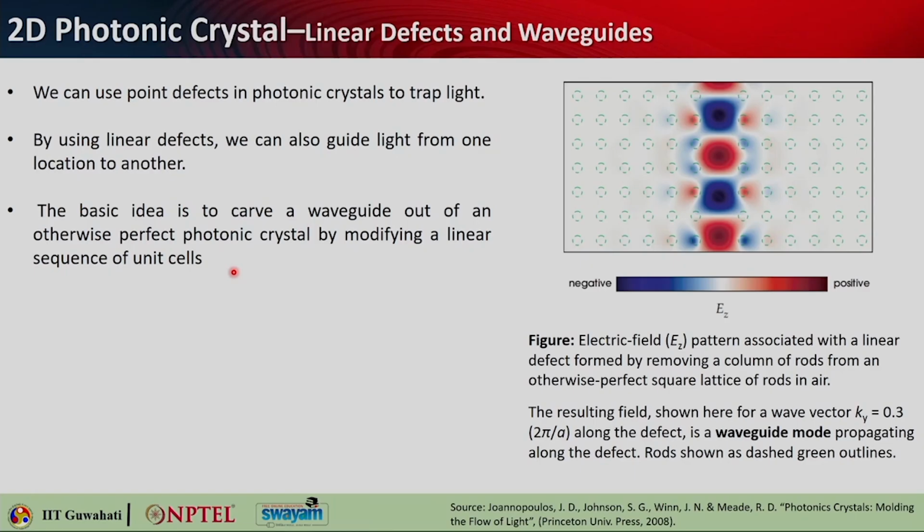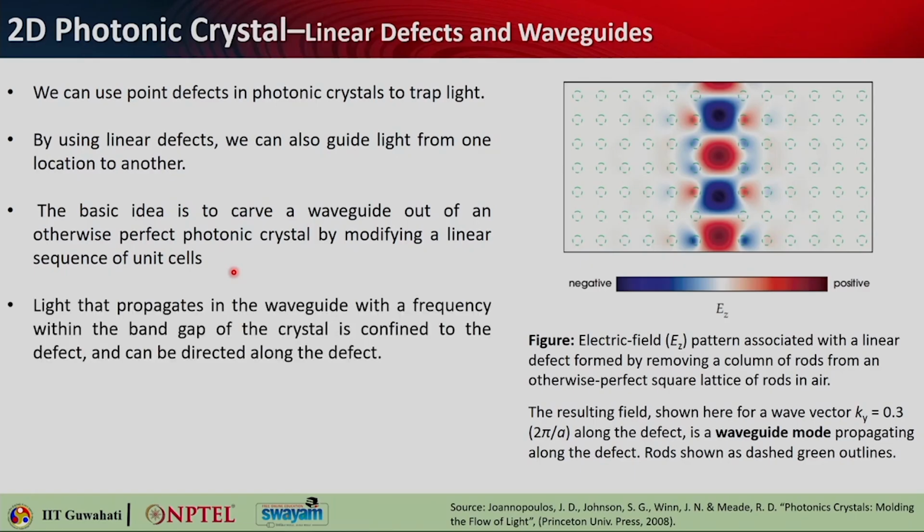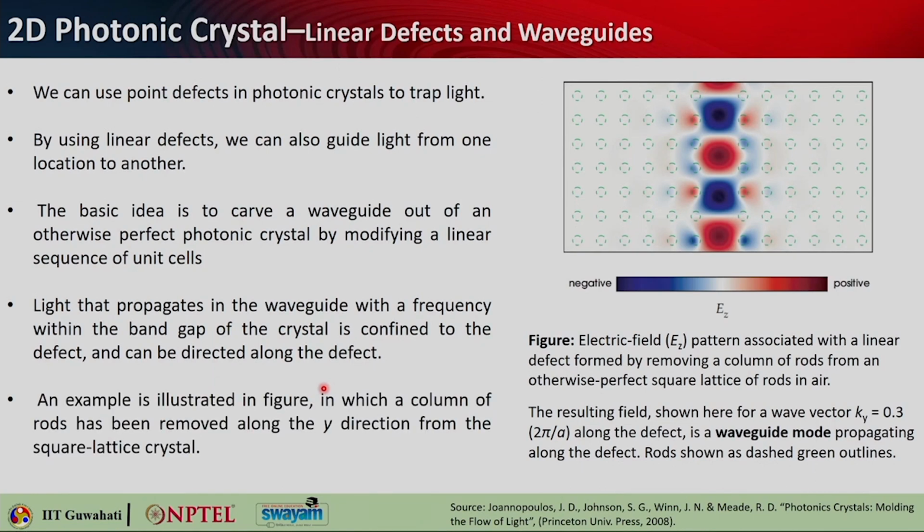So, the basic idea is to carve a waveguide out of an otherwise perfect photonic crystal by modifying a linear sequence of unit cells, as I have just discussed. So, light that propagates in the waveguide with a frequency within the band gap of the crystal is confined to the defect and it can be directed along the defect. So, you can actually make any kind of waveguide bends using this particular concept. Okay.